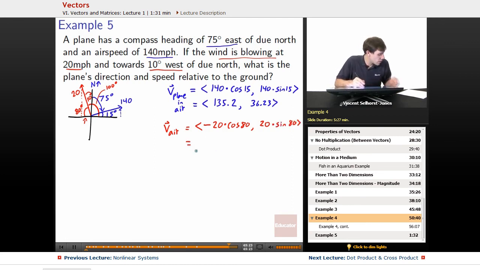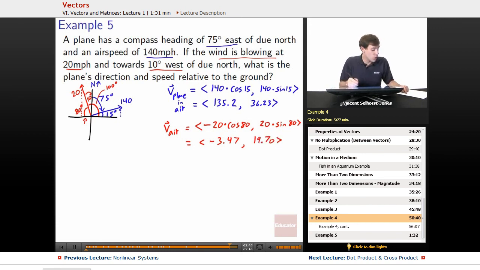Work that one out with a calculator, and we get... oh, whoops, sorry. I wrote the entirely wrong thing. I meant to write negative 3.47. Read the wrong thing off of my notes. Negative 3.47, comma, 19.70. Great.